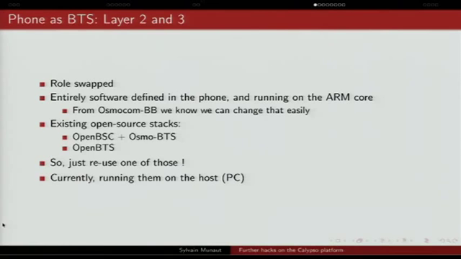So, now that we know what a GSM network looks like and what the phone looks like inside, how do we make the phone act as a network? Well, it all starts with layer 2 and layer 3. These are the upper layers, as I mentioned before. The main difference here is that the roles are swapped, obviously. But it's not much of an obstacle because even in cheap phones like that, all of this is implemented in software. So we can just strip out all the software and replace it with our own.